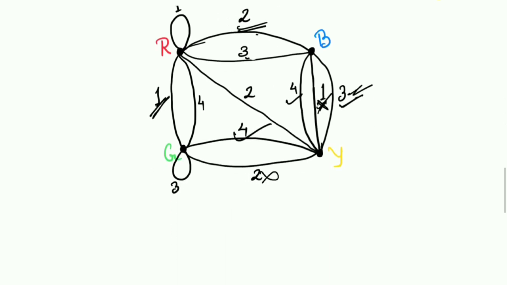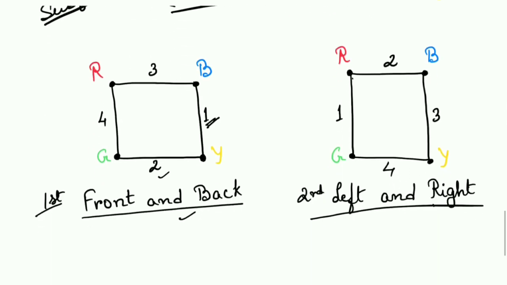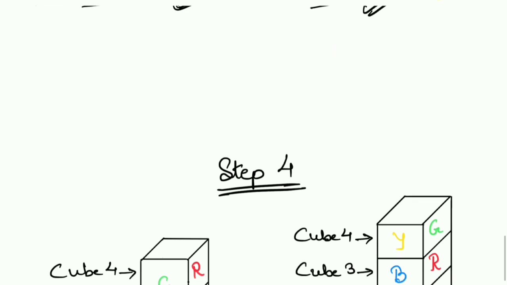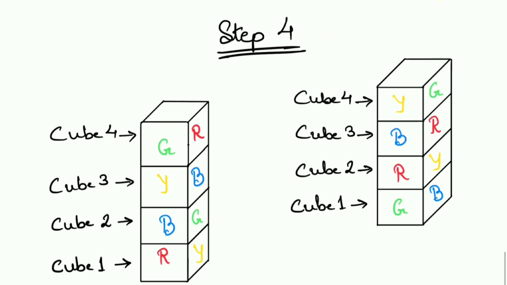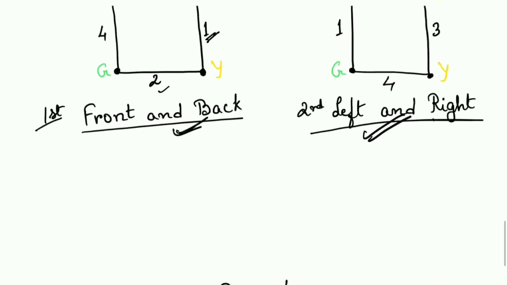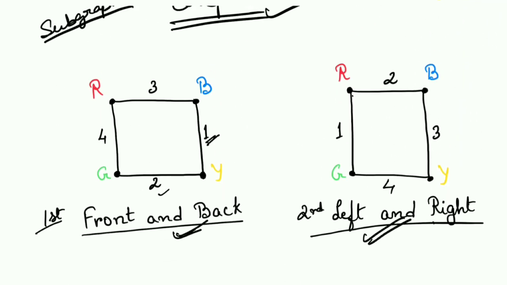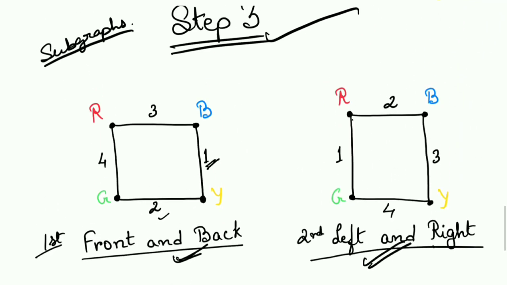With the help of step 2, we have completed step 3 of drawing subgraphs. Okay, now after this we will proceed to step 4, that is the last step of the 4 cube problem. Here you see we have stacked the cubes, 4 cubes on top of each other.